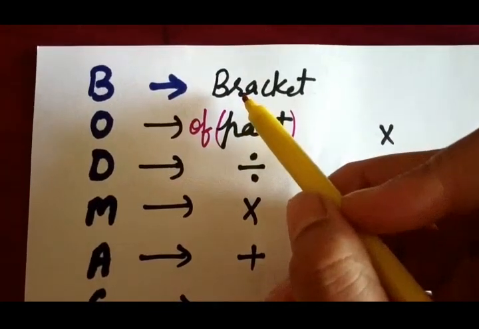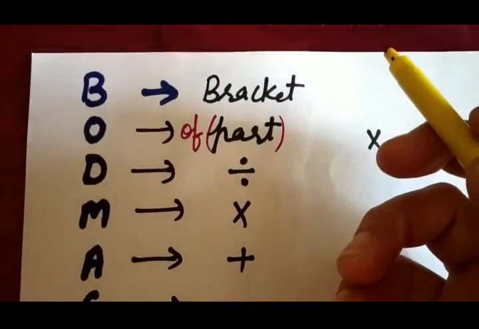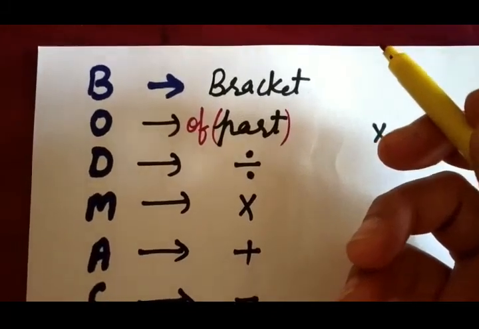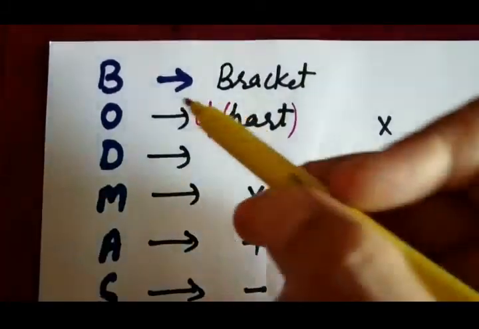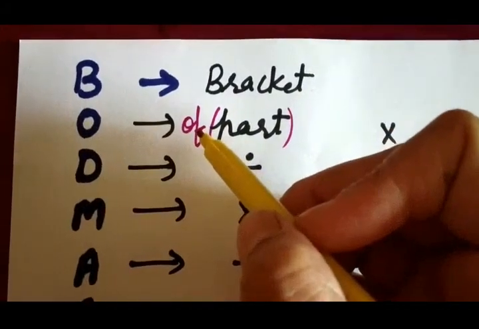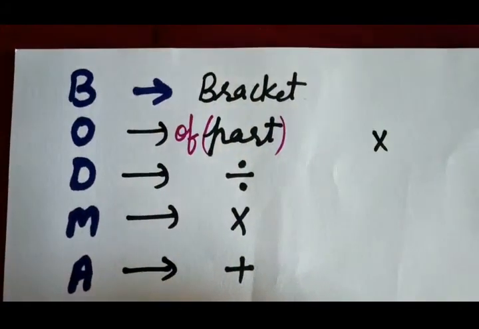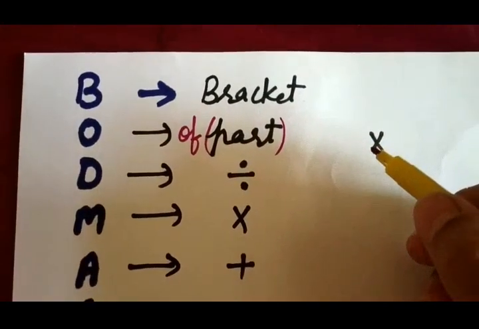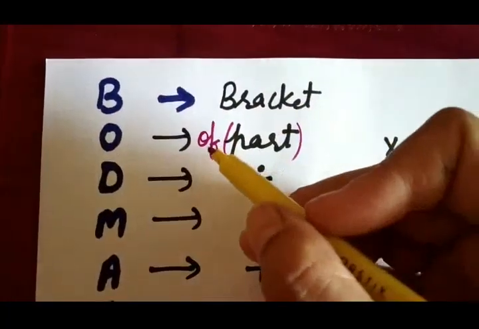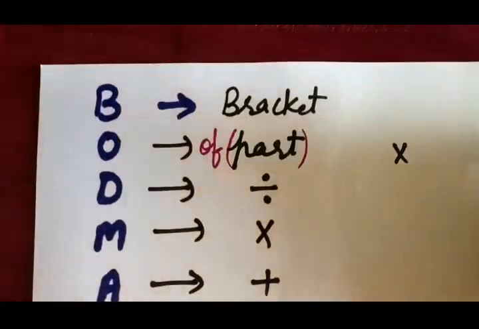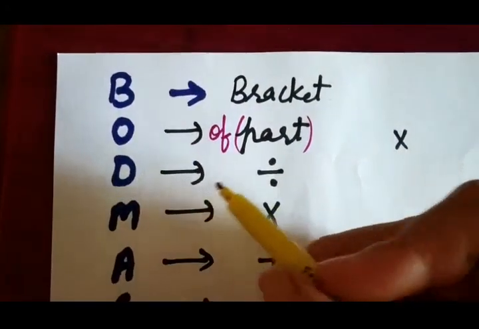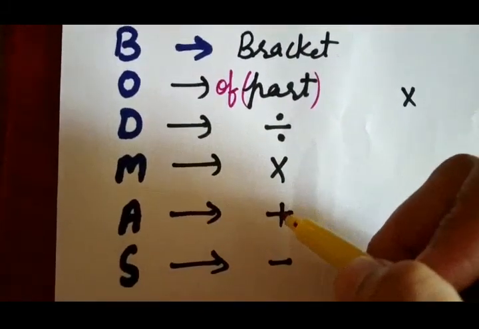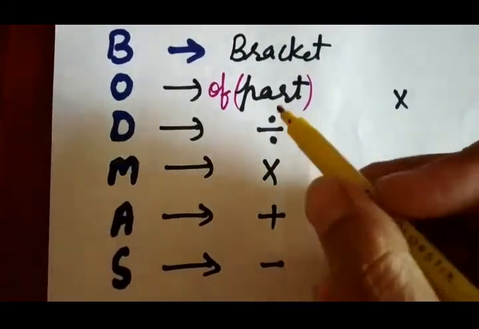B stands for bracket. It means any type of bracket: it can be a small bracket, a square bracket, or a curly bracket. O means of. Of means a part of something, part of anything, and for of we use the multiply sign. But of is not a multiplication; of means a part of something. D is for division, M for multiplication, A for addition, and S for subtraction.